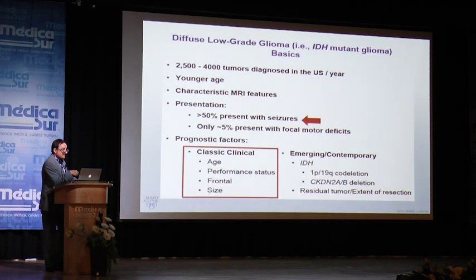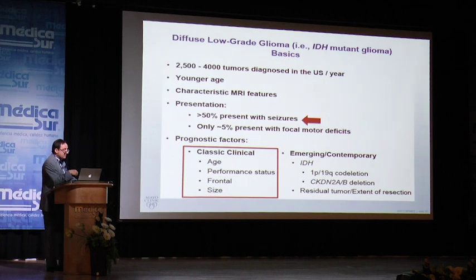So let's talk about some basics about low-grade gliomas. This continues to be a low-frequency, rare disease. This is how many cases are diagnosed in the US every year. These are usually younger patients. The tumors typically have characteristic MRI features, which I will show you in a moment. Almost 50%, almost half of the patients present with a seizure.